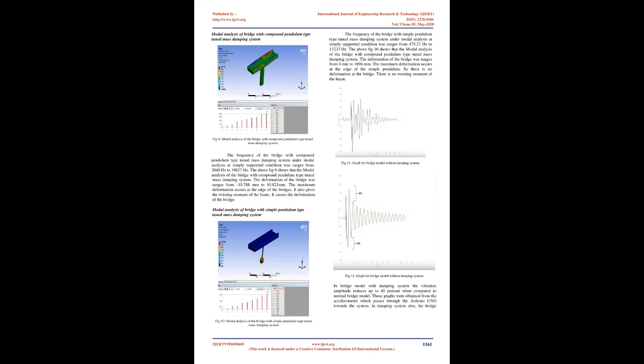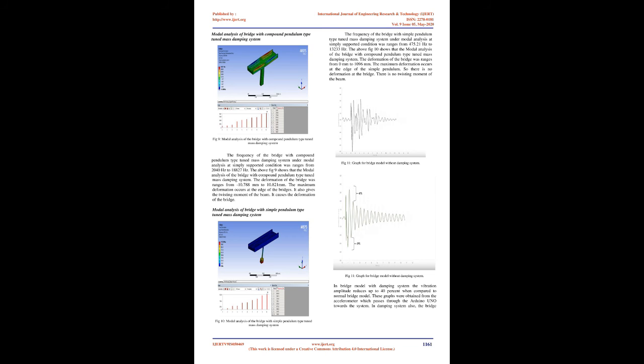From the modal analysis of bridges with various conditions, the frequency of the normal bridge under modal analysis at simply supported condition ranges from 3060 Hz to 31,322 Hz. The deformation of the bridge ranges from 28.321 mm to 255 mm. The maximum deformation occurs at the center of the bridge. There is no twisting moment of the beam.